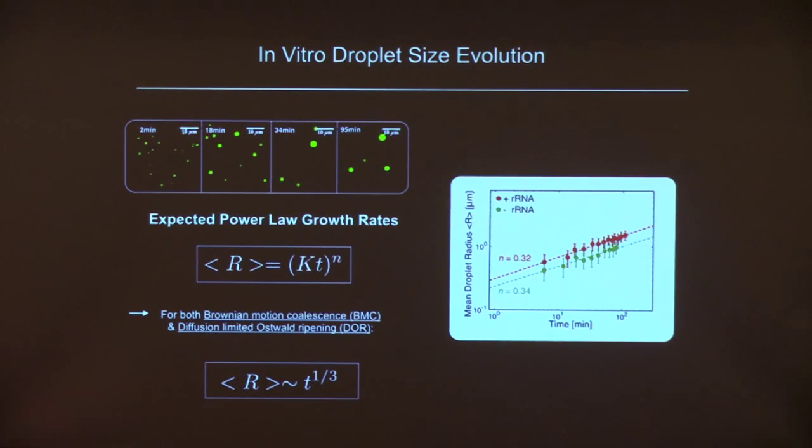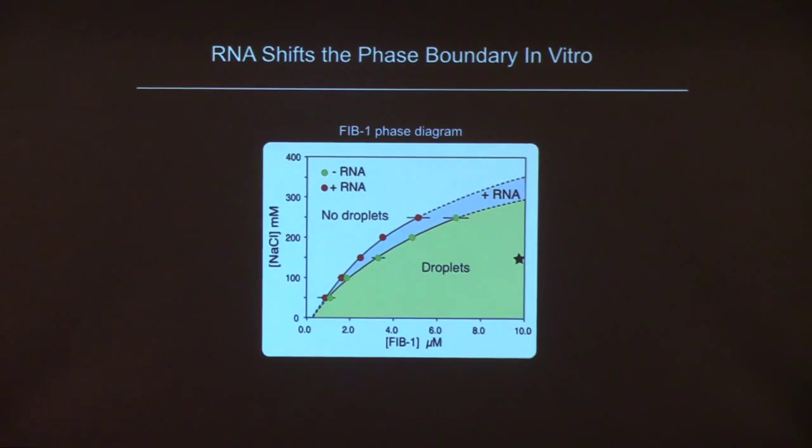So it looks like the growth is faster in the presence of RNA, so RNA is somehow promoting this coarsening of the droplets. Okay, and based on some other measurements, we can try to estimate what this prefactor might be. It looks like it's most consistent with the Brownian motion coalescence regime rather than the Ostwald ripening regime, but we can't completely distinguish those. So this is what the phase diagram looks like.